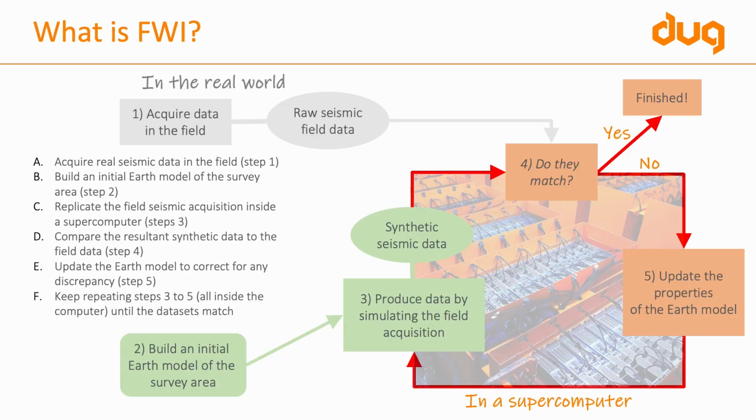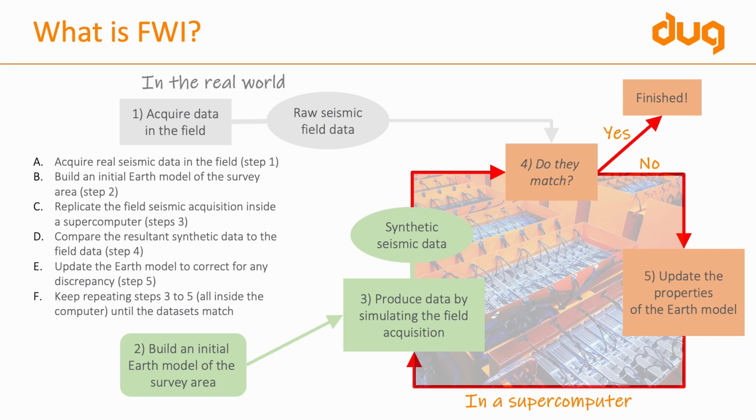So what is FWI? At a high level, what FWI does is quite simple. It iteratively updates an initial model of the Earth by replicating the seismic experiment inside a supercomputer and then comparing the resultant synthetic seismic data to the raw seismic field data. It keeps updating the Earth model until the synthetic data that it produces matches the field data that was acquired in the real world.